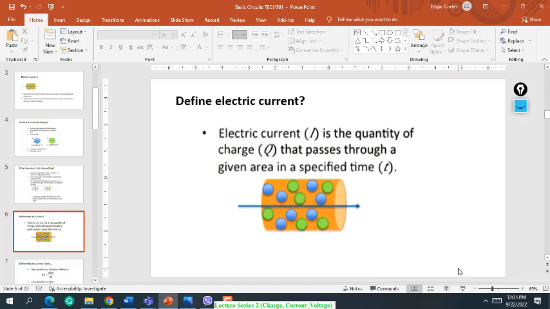So the definition of electric current and how it relates to charge. Electric current, represented by I, is the quantity of charge, represented by Q or small q, that passes through a given area in a specific time. Is that clear, class?